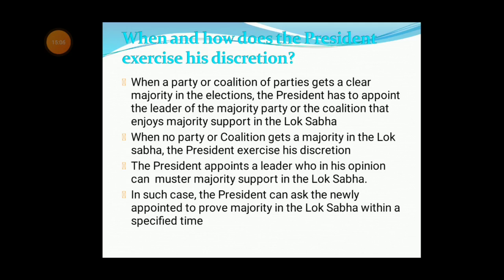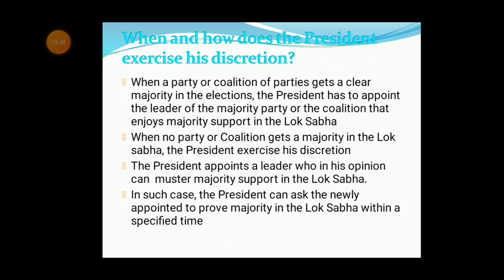And when no party or coalition gets a majority, the president will exercise direct power. He will be exercising direct power when there is a coalition form of government and no party has a majority in winning. At that time the president will have the direct power, and the president appoints a leader who, in his opinion, can muster the majority support in the Lok Sabha.